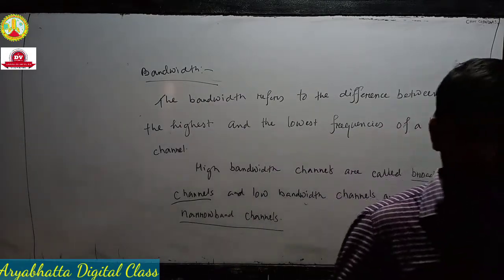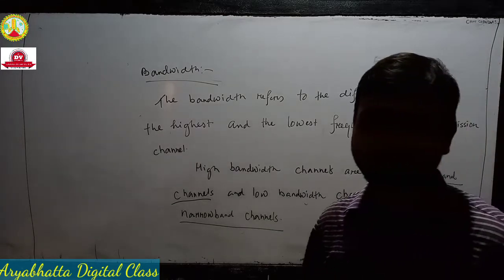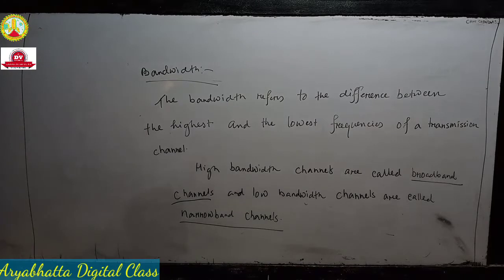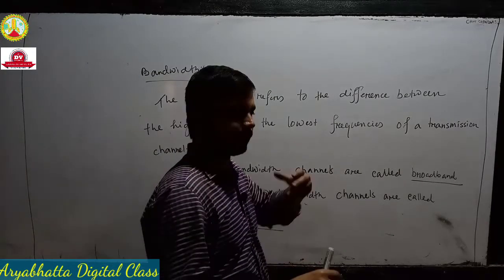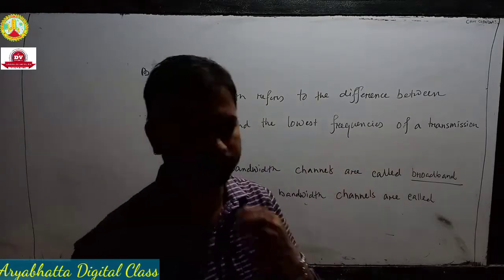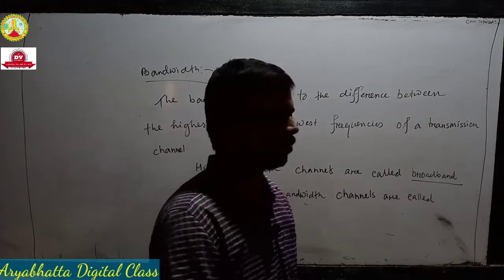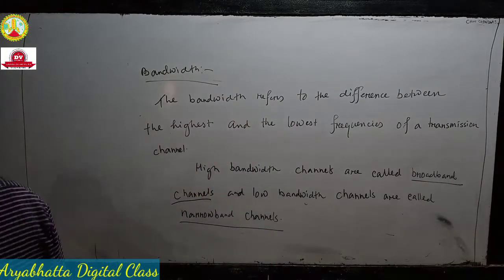High bandwidth channels are called broadband channels, and low bandwidth channels are called narrowband. In a broadband connection the frequency is high, which is why the connection speed in broadband is high compared with others. In the internet you already notice the broadband connection.